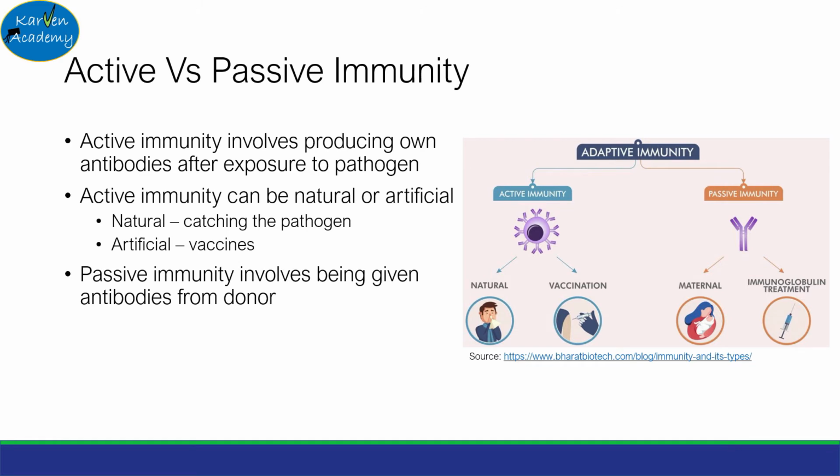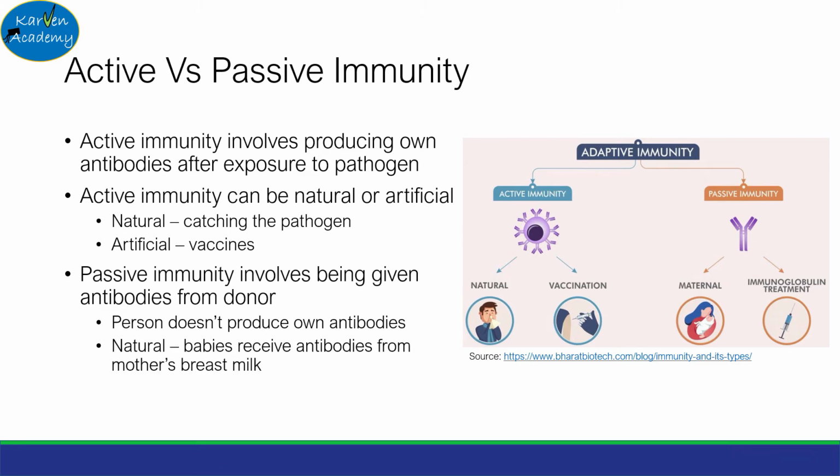Passive immunity, meanwhile, involves being given antibodies from a donor. So this means that the individual doesn't make their own antibodies, meaning that they are not actually immune to the pathogen. Again, passive immunity can be achieved in two ways. Naturally, newborns receive antibodies from the mother's breast milk, hence why it is better than giving powdered formulations. On the other end, like we saw in the previous slide, people can be given artificially made monoclonal antibodies.